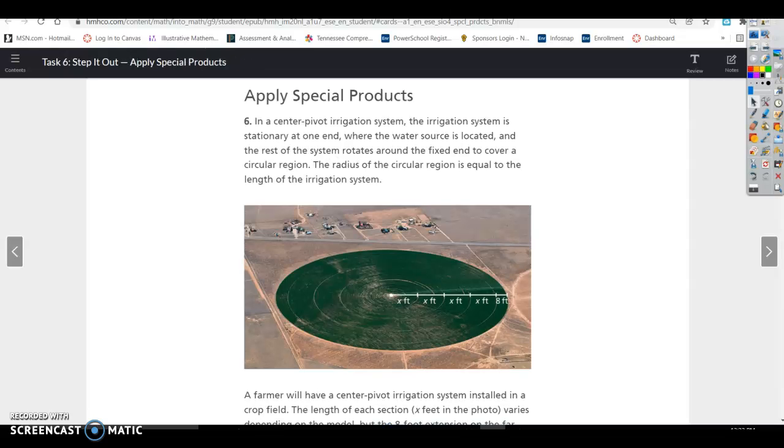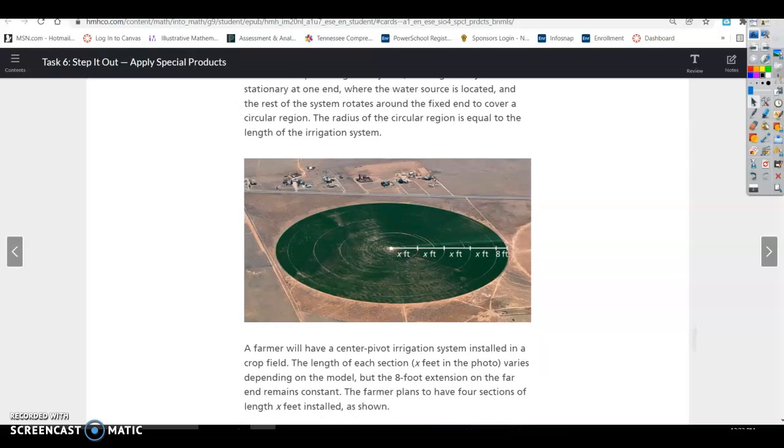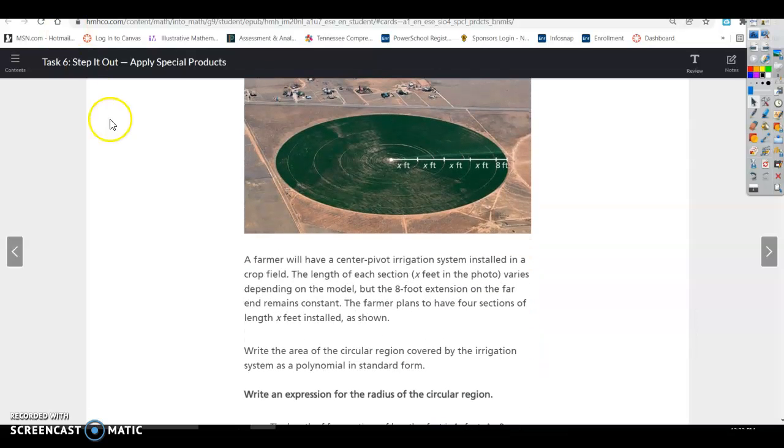Lesson 15.3, task 6, apply special products. In a center pivot irrigation system, the irrigation system is stationary at one end, where the water source is located, and the rest of the system rotates around the fixed end to cover a circular region. The radius of the circular region is equal to the length of the irrigation system. All right, so you can see in the picture, you've got x, x, x, x. So there's 4 sections that are x feet long, and then one that is an additional 8 feet.